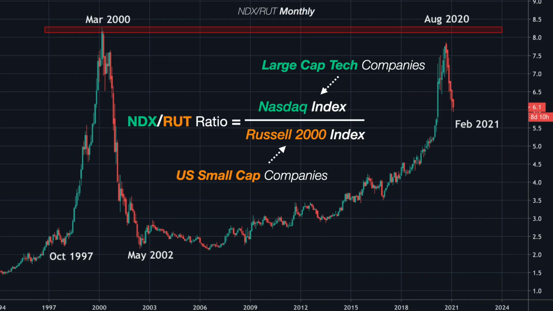Before we go, I want to share with you guys one more bubble indicator I've been watching recently. It's called the Nasdaq to Russell ratio. Actually, I talked about it a couple of times before. If you're new here, a Nasdaq to Russell ratio is basically an indicator that measures how concentrated the stock market is over the large cap tech companies.